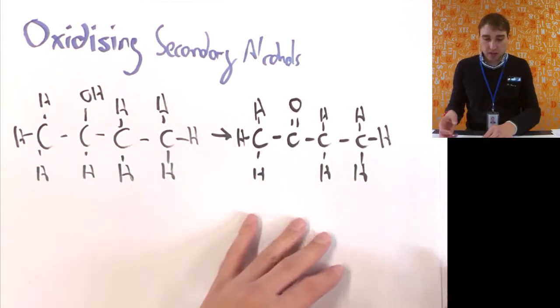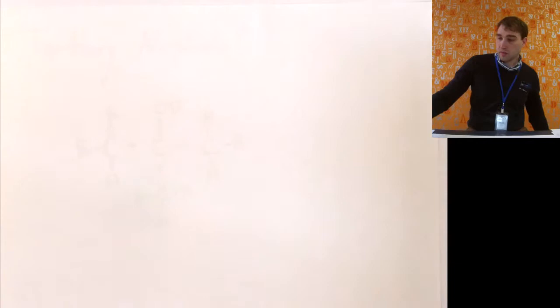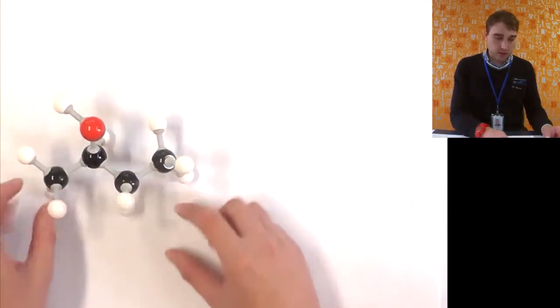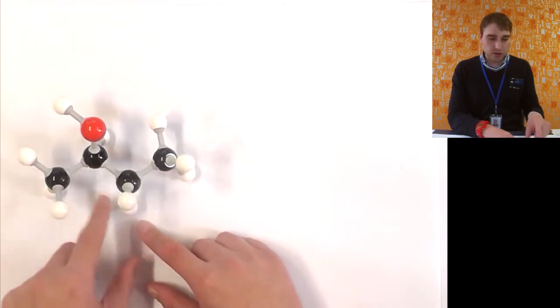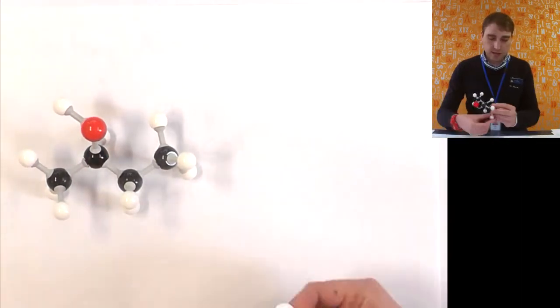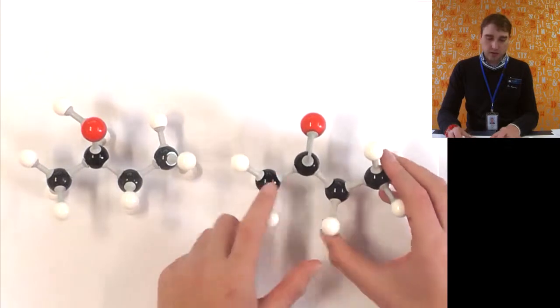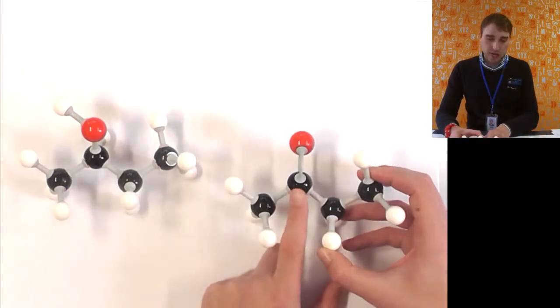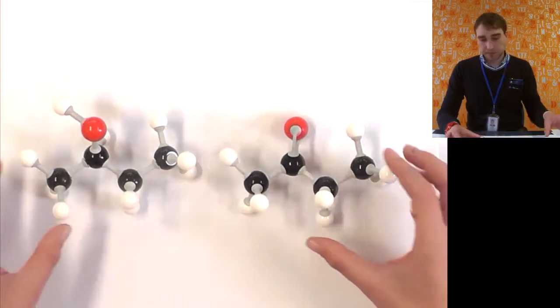So what does that look like? If we've got our secondary alcohol here, butan-2-ol, then if we oxidize that, it goes to butanone. So here's our ketone group, our C=O group on carbon 2, so that's butanone.